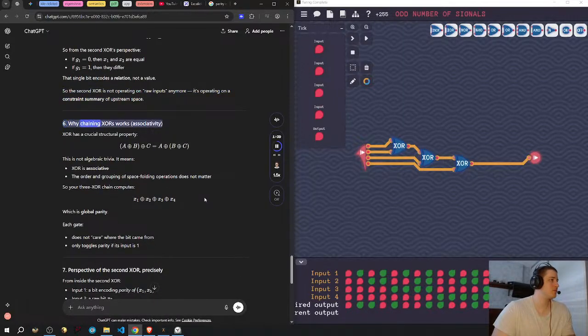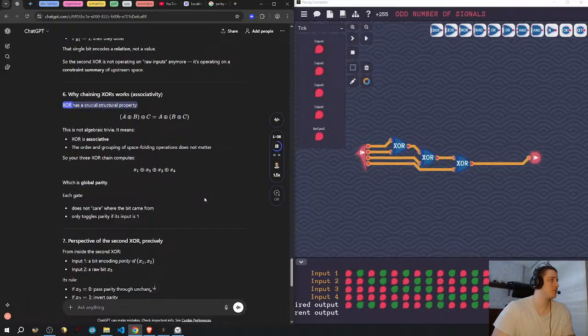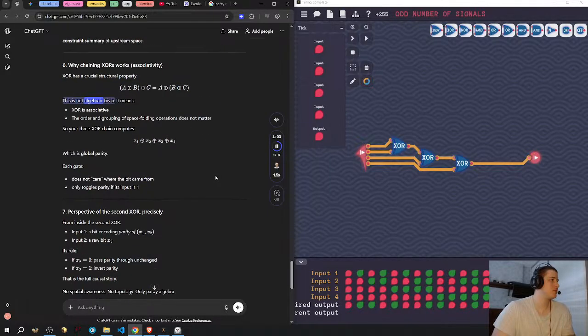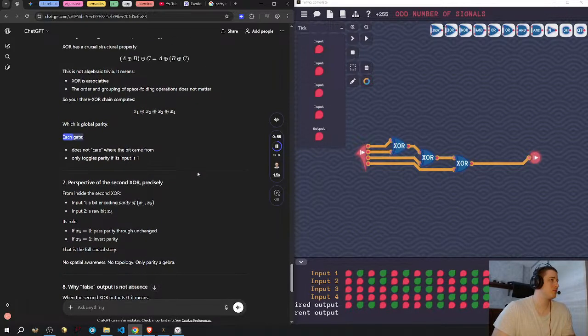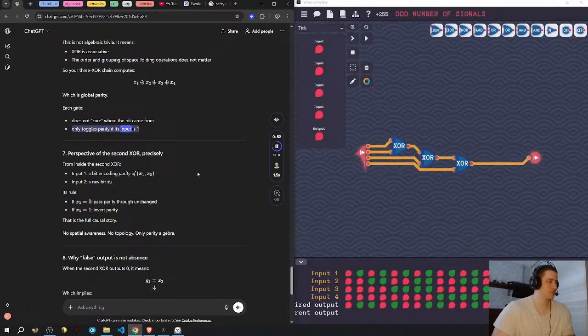6. Why chaining XORs works: associativity. XOR has a crucial structural property. (A xor B) xor C equals A xor (B xor C). This is not algebraic trivia. It means XOR is associative. The order and grouping of space folding operations does not matter. So your 3 XOR chain computes S1 xor X2, which is global parity. Each gate does not care where the bit came from. It only toggles parity if its input is 1.